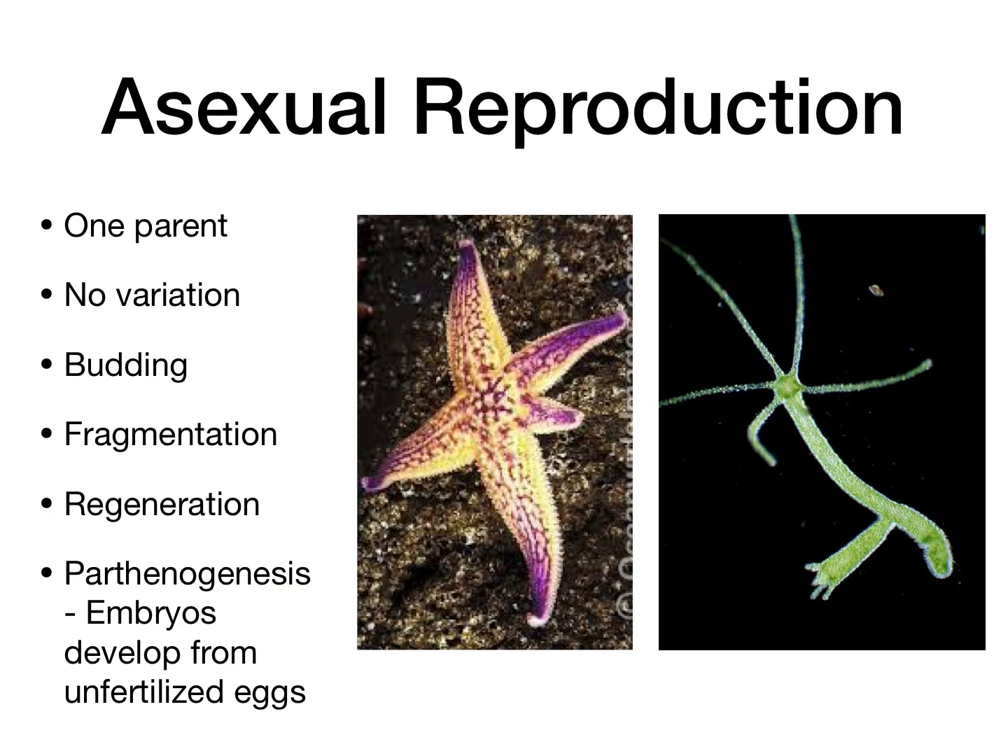Reproduction. Let's start with asexual, one parent. You've learned this before: no variation, and these are all examples of asexual reproduction. This is an example of budding, where this baby hydra is just growing off the parent, and this is an example of regeneration. Fragmentation is when something like coral gets broken apart and the different fragments can reproduce. And then parthenogenesis, where a female can create an embryo from an unfertilized egg.